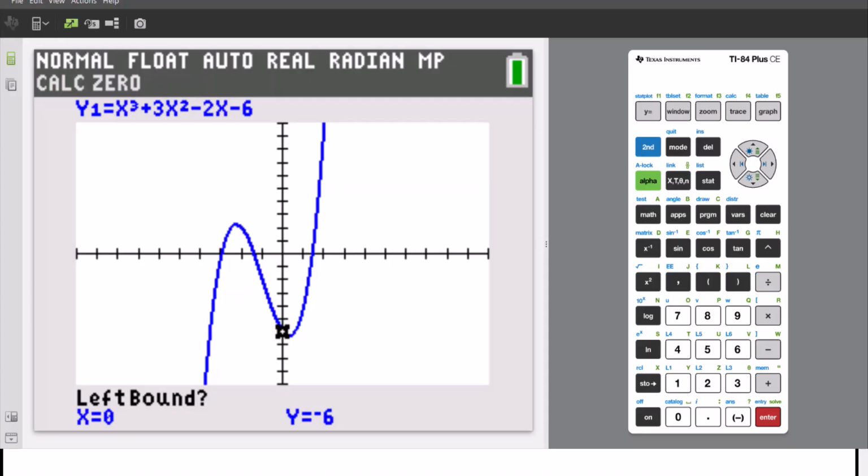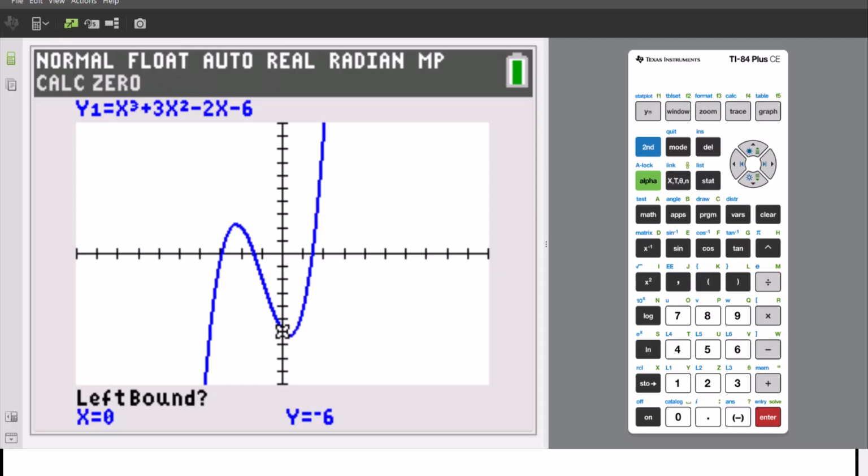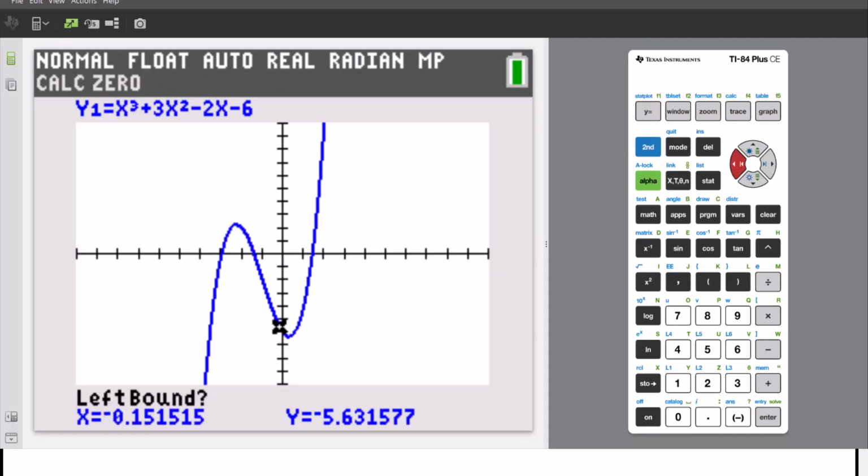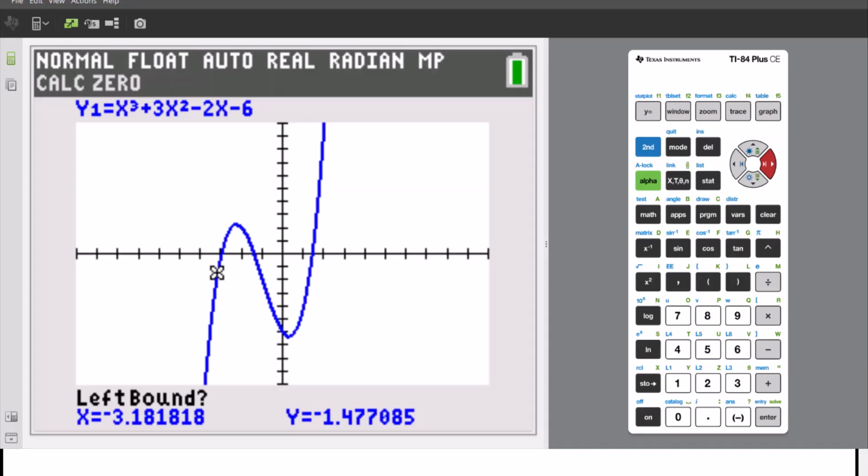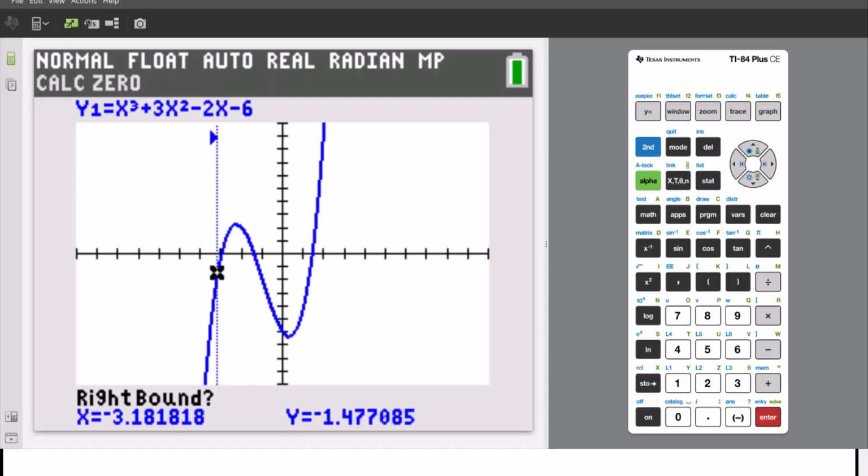First thing I see here is the little butterfly blinking on my screen, so it's asking me for the left bound. What that means is that I need to take my little butterfly and put it on the left side of the intersection that I'm looking for. I'm going to be repeating this process 3 times, and I'll begin with the far left intersection. It seems like the intersection should be around -3, so I'm going to put it somewhere there and click enter. That puts a little dotted line on my calculator screen, and now it's asking for the right bound.